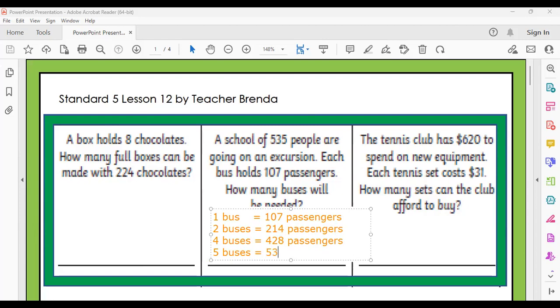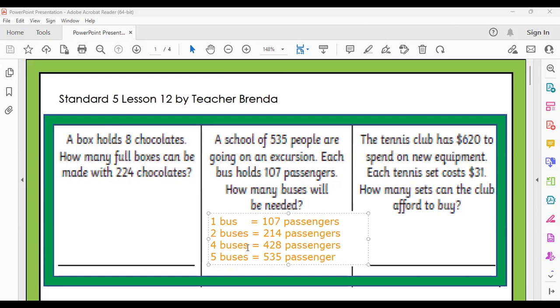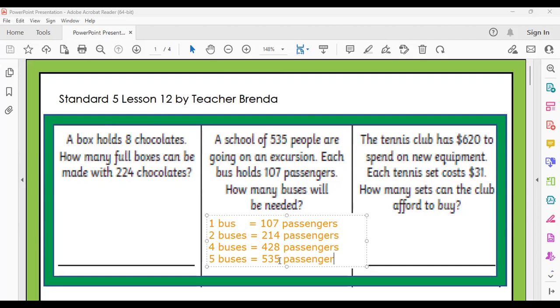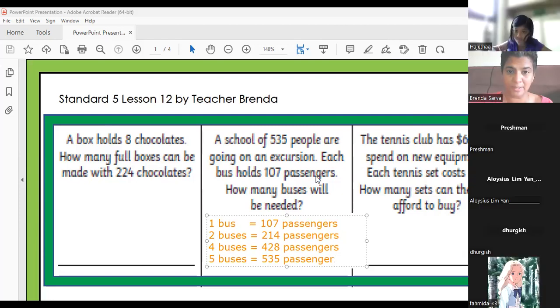So this is actually me working on estimation, because I estimated that it would take roughly not 6 buses. Because if I go with 6 buses, my number would reach 600 plus passengers. So I estimated that our answer should be somewhere around 5 buses. So 5 buses would take up these 535 passengers exactly. Do you understand the question now? Can I have a thumbs up? So this is method 1, where you just solve it logically, step by step, with repeated addition.